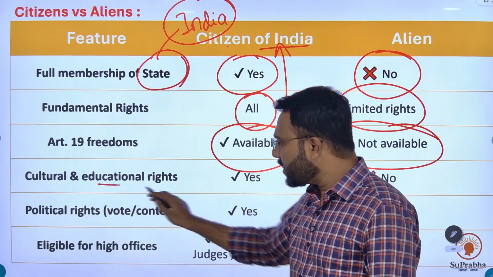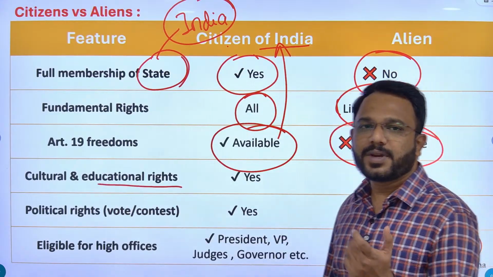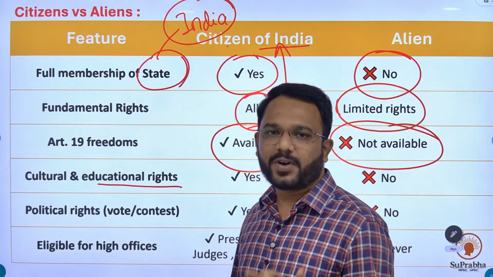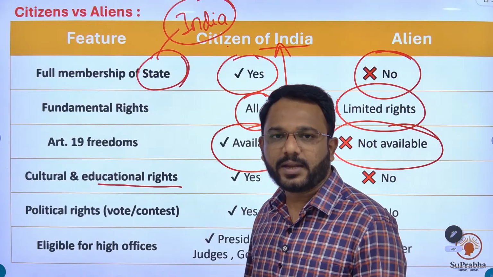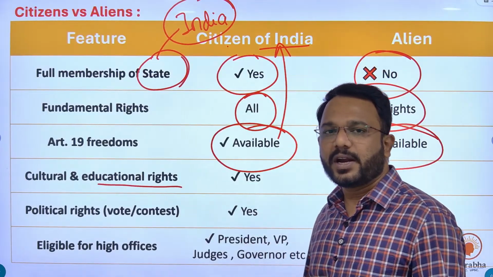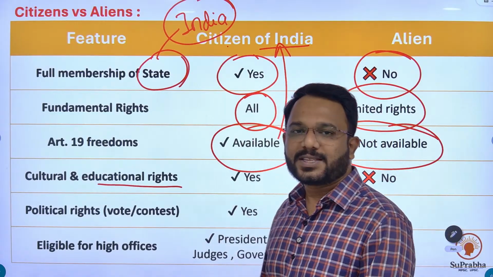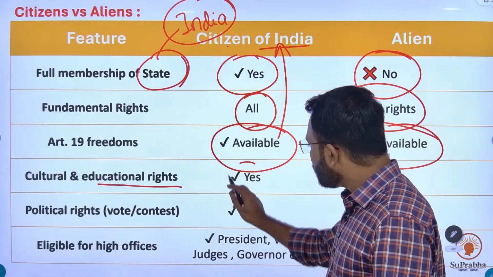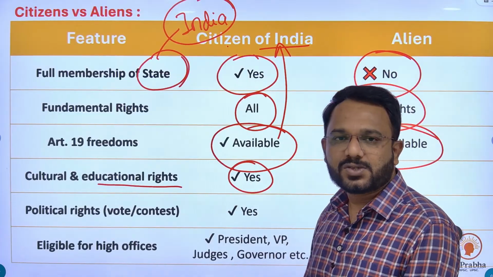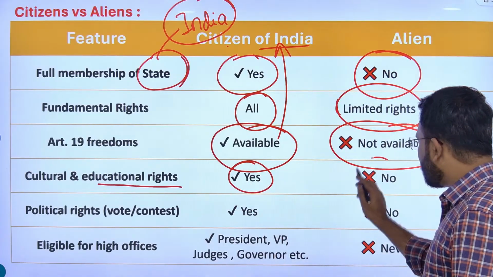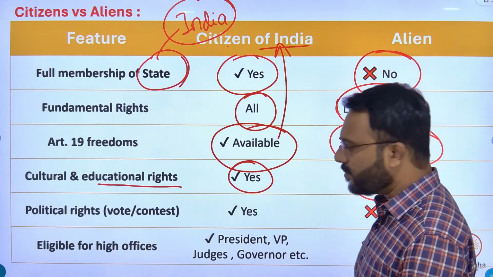Cultural and educational rights, which are mentioned in our constitution under fundamental rights, articles 29 and 30, are related to minorities and educational institutions established or handled by minorities. These are also available for the citizens of India. But in case of aliens, they are not available.